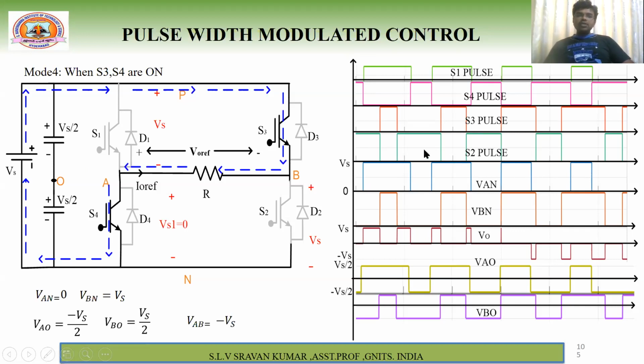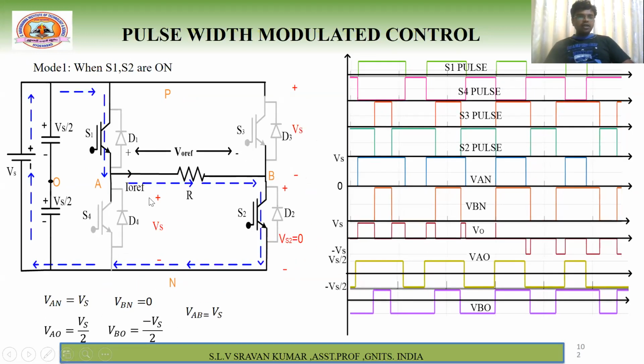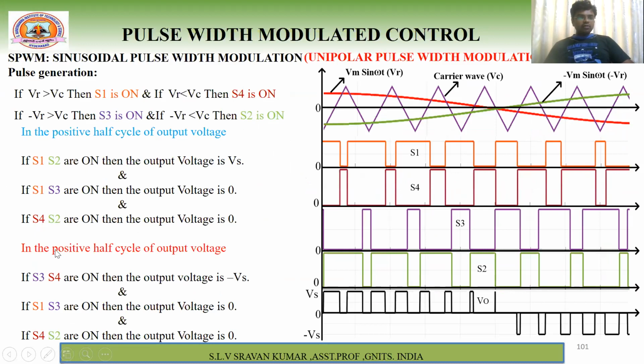Just check with the different places also. Here, what is our observation in the unipolar pulse width modulation? Up to some time you will get positive pulses and 0. After some time you will get negative pulses and 0. Sorry, here this is the negative half cycle, it's not the positive half cycle. Please correct it. In the negative half cycle, if S3, S4 are on, minus Vs. These two conditions are the same as these two, so I am not going to repeat again. I already covered these two.